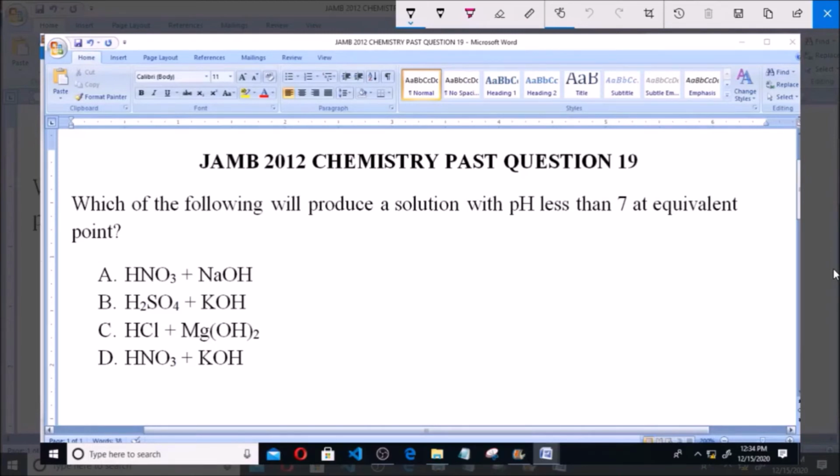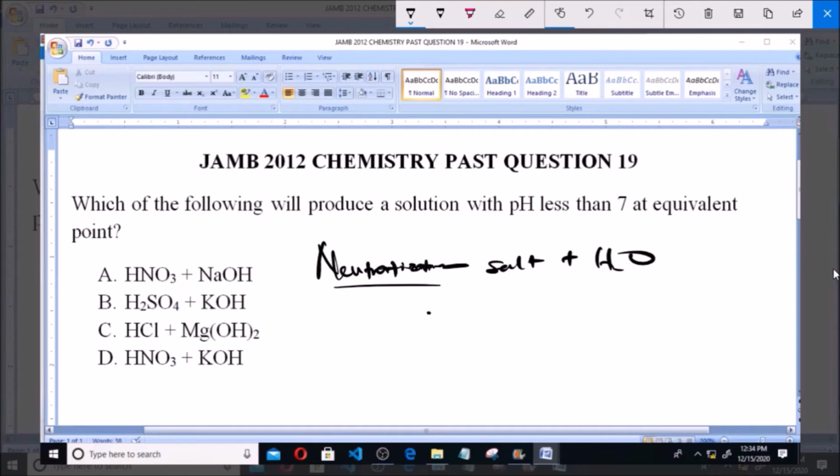I'll be answering JAMB 2012 chemistry past question 19. Which of the following will produce a solution with pH less than 7 at equivalence point? Now, looking at these given reactions, we are given neutralization reactions, because a reaction involving an acid and a base or an alkali to give salt and water is known as a neutralization reaction.